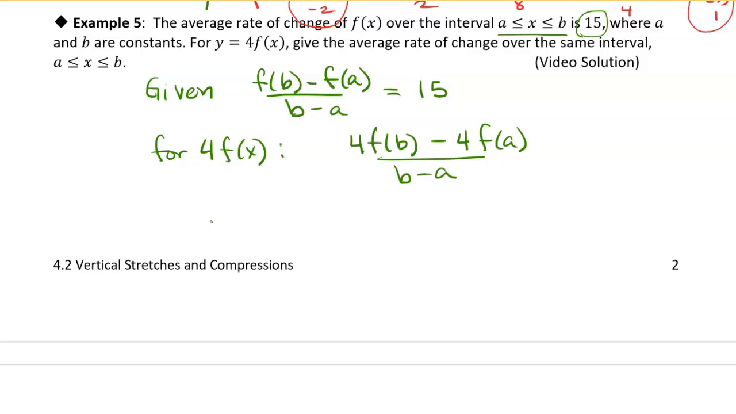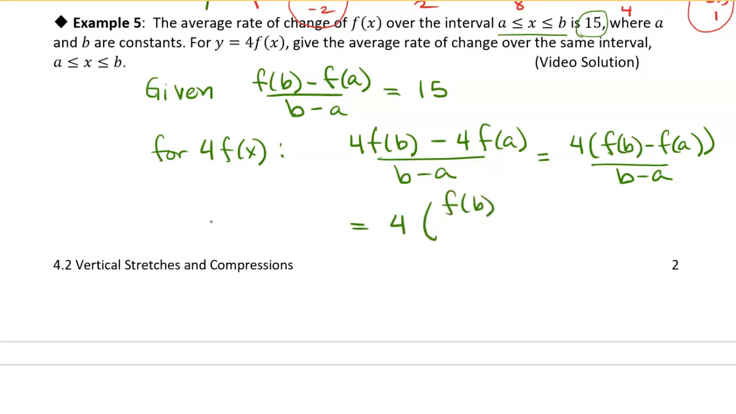We don't know f of a or f of b, but I know that I've got a common factor of 4 in the numerator. So I'm going to start by factoring that out. 4 times f of b minus f of a, and then I still have the b minus a in the denominator. All right. Now I can actually pull that 4 out of the fraction as well. So I can write that as 4 times f of b minus f of a all over b minus a.